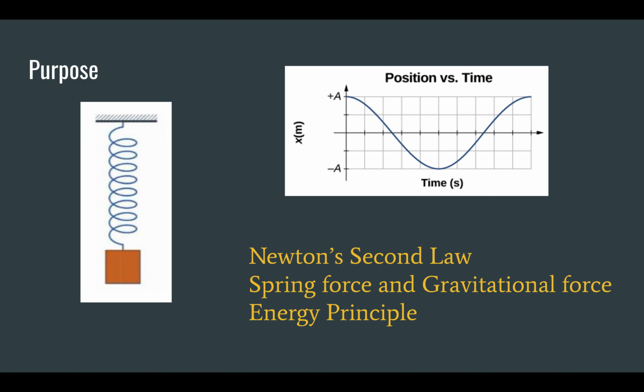So the purpose of this lab was to take a video of a spring mass system in which the mass swings in an arc while oscillating on the spring, and then use the Tracker software to analyze the motion and graph the position versus time of the x and y. And then I used Newton's second law and the principles for spring force and gravitational force in order to model the position versus time with Python code, and then I used the energy principle to graph the changes in energy, which includes kinetic energy, gravitational potential energy, and spring potential energy.